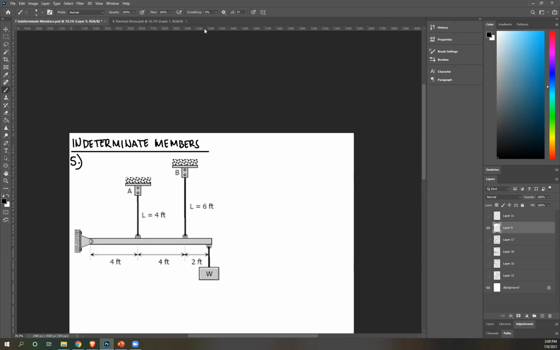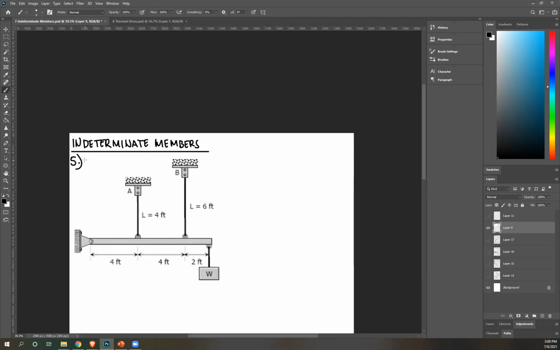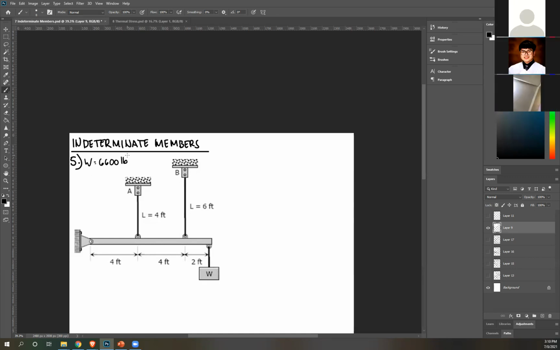So we have this. That's right. W is equal to 6,600 pounds. Now remember, the first step is to use your equilibrium equations, or rather, the 2 steps here is to use your equilibrium equation and to create an equation out of the geometric properties or geometric deformation that happened. So first, let's find out our equilibrium equations.